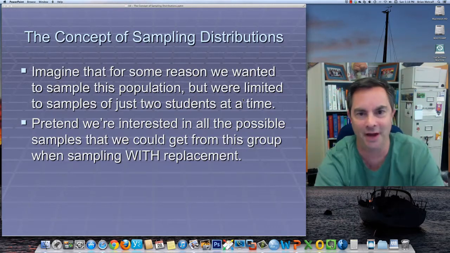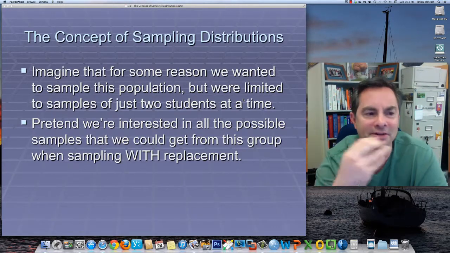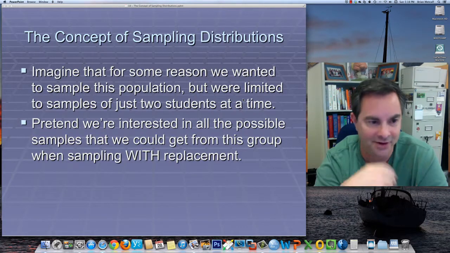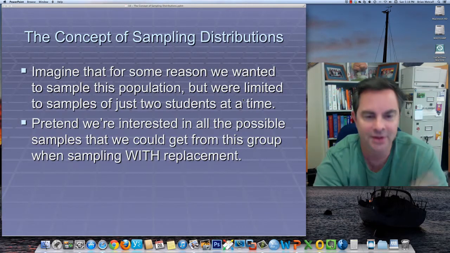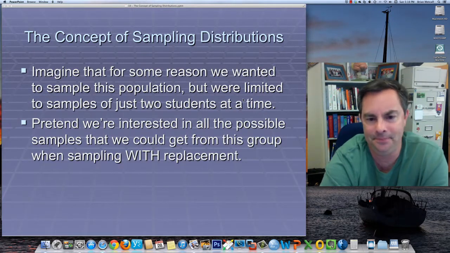We've got no time or money to do that. We're limited to just studying samples, okay? And specifically, we're going to use a sample of 2, okay? 2 students at a time.